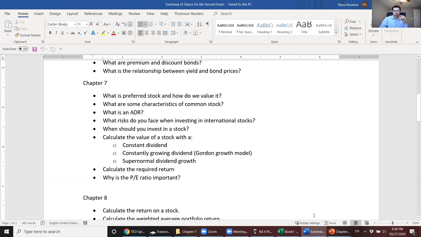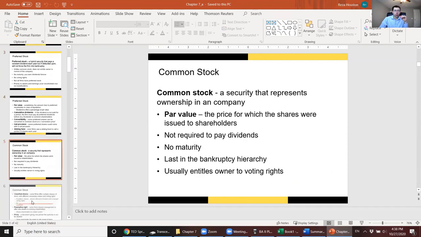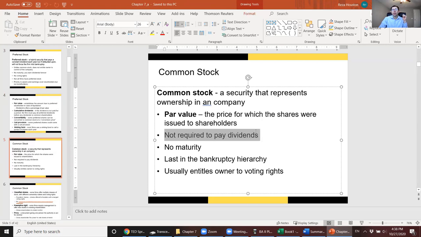Next, what are some characteristics of common stock? Okay, common stock, definitely there's a large number of things that you should know about common stock. First, the issuer of the common stock is not required to pay dividends, hands down. Again, there's no maturity, so it's similar to preferred stock in that respect. It is the very last in the bankruptcy hierarchy. You get what's left. And this is why common stock is commonly thought of as residual ownership. You get whatever cash flows, whatever assets are left in the case of bankruptcy, once everyone else has been paid what they're owed.